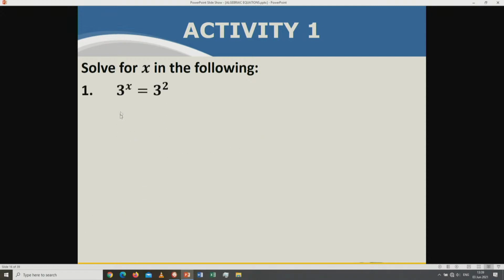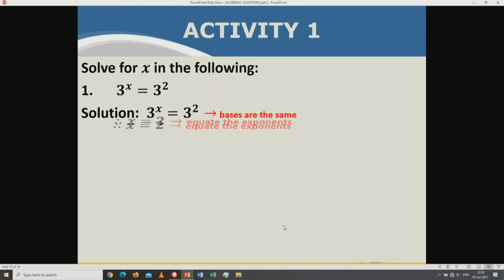Number 1: 3 to the exponent x is equal to 3 squared. As I've explained, in this situation the bases are already the same. So what must we do now? What will be the answer for x? It is clear that x is equal to 2. The bases are the same, and therefore the value of x is equal to 2.